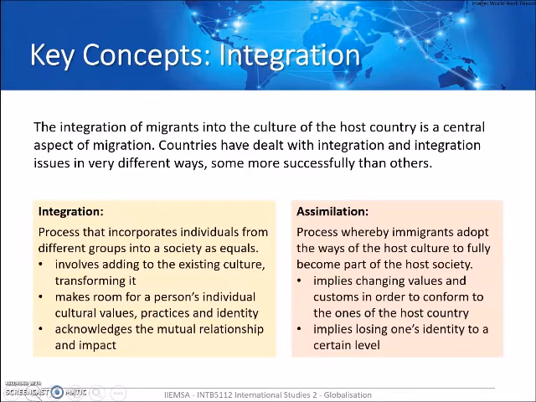On the other hand, we have the concept of assimilation. This is a process whereby immigrants are required to adopt the ways of the host culture to fully become part of the host society. So when a migrant is required to assimilate to the host country, it pretty much implies that this person has to change their values and customs in order to conform to the ones of the host country. And this obviously can imply losing one's identity to a certain level, right?